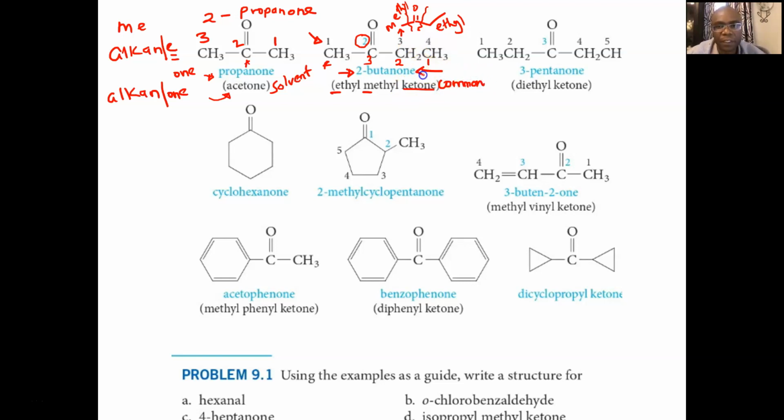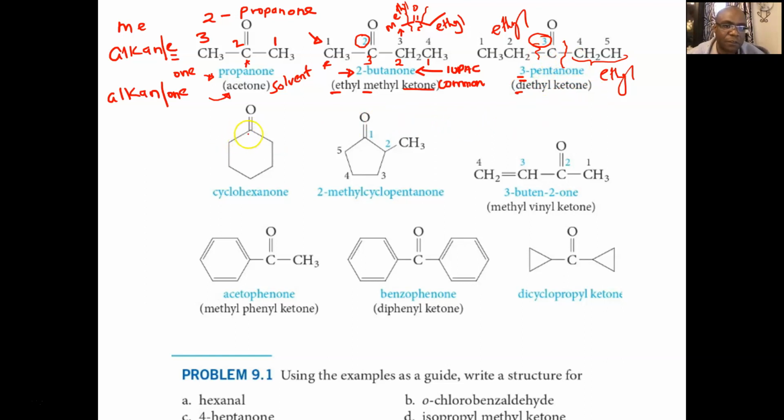But the IUPAC name is what I insist on. Here, the carbonyl is on the third carbon. You have 5 carbons, so it's 3-pentanone. The other is called diethyl ketone because if you cut this side, you get an ethyl. If you cut this side, you have 2 carbons, which is an ethyl. So it's ethyl, ethyl. So we say diethyl, and then it's a ketone, diethyl ketone.